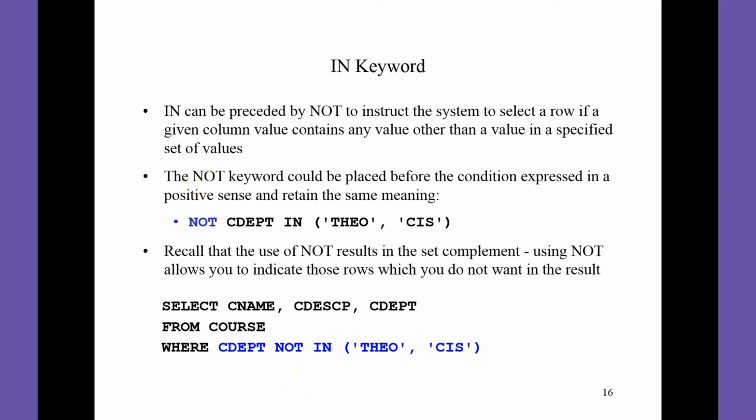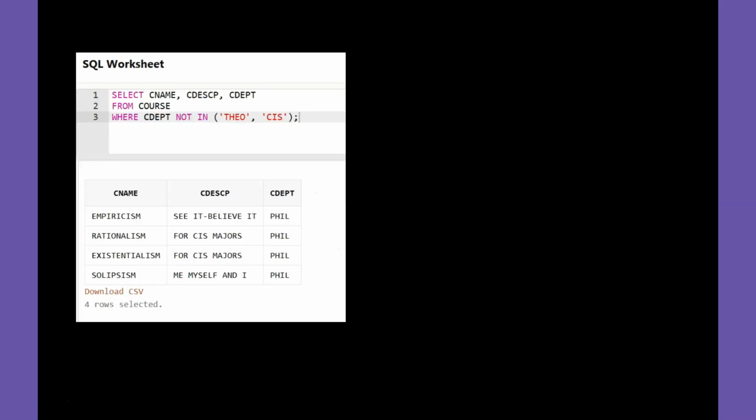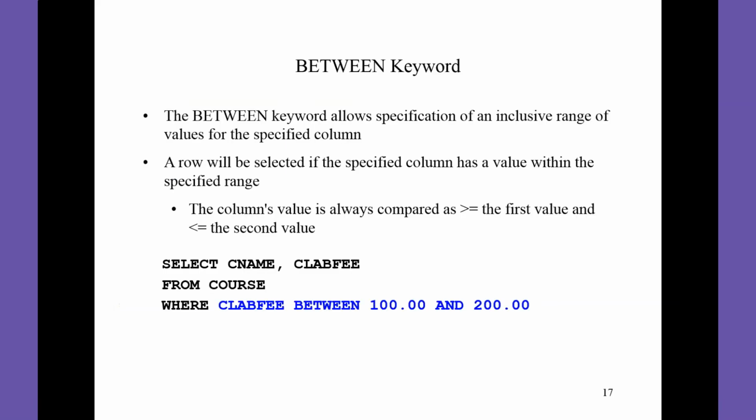Let's take a look at the actual result of this query. Our predicate indicated that courses sponsored by theology, as well as courses sponsored by CIS, should not be included in the result set. That left only philosophy department courses when we consider the current content of the course table. And that's exactly what the query produced.